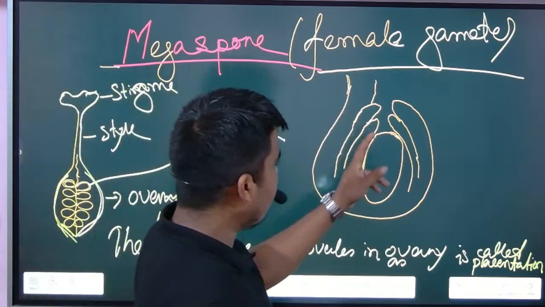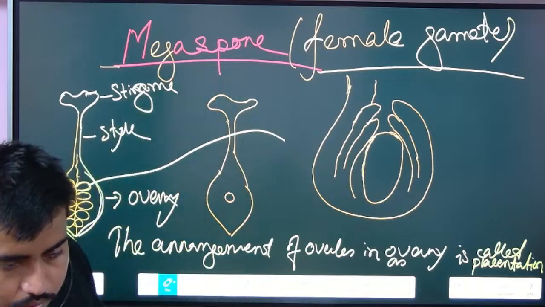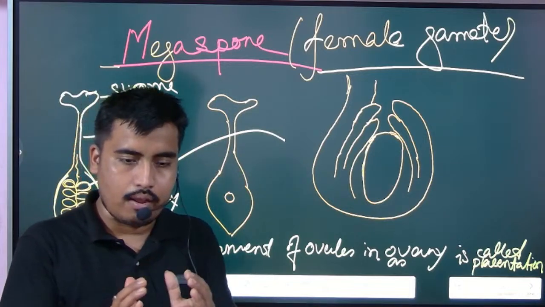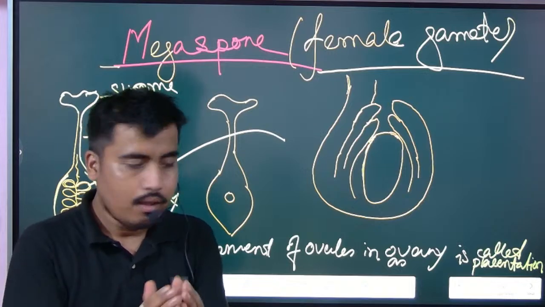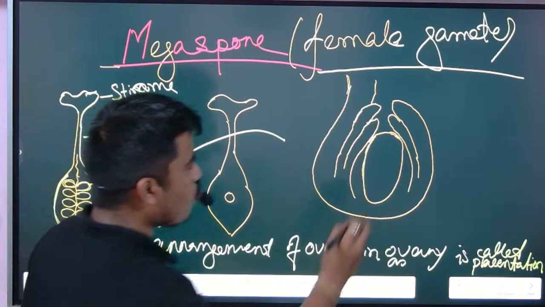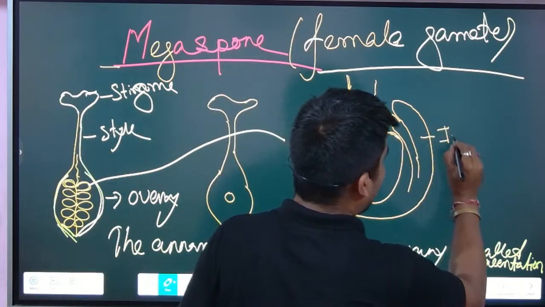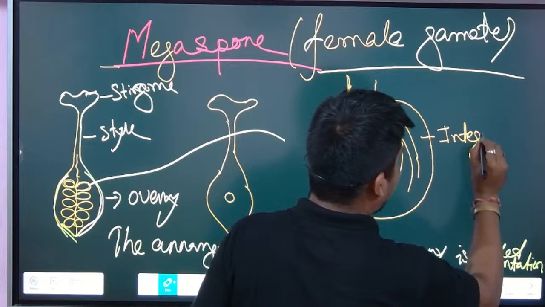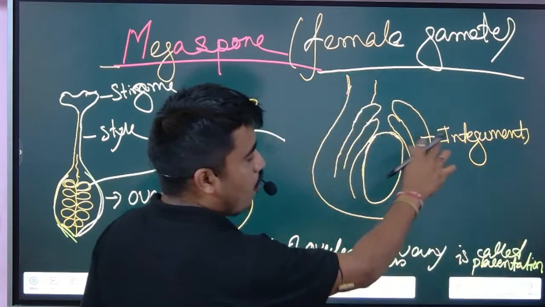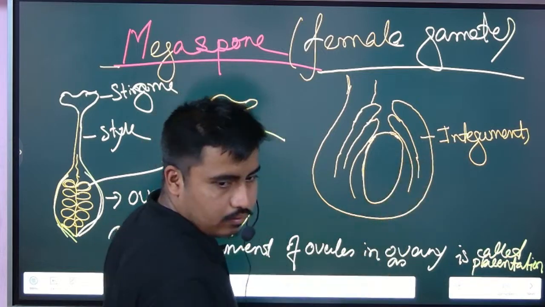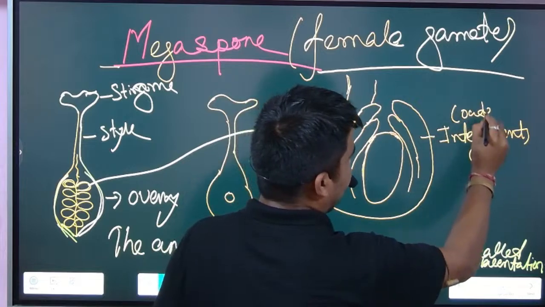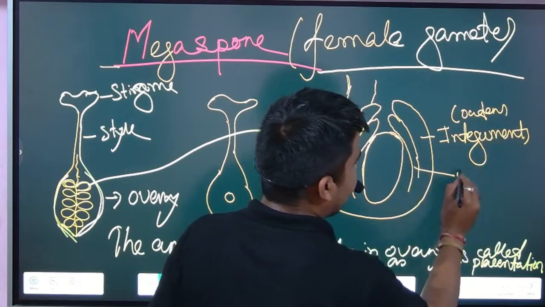So it looks like this. If we put the hand, the fingers, and one more... these are called integuments. It is the outer integuments, and it is the inner integuments. Okay?